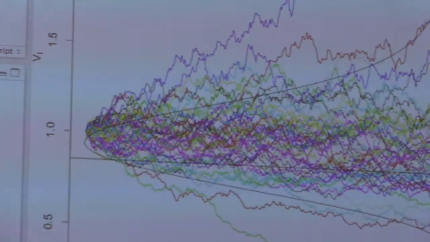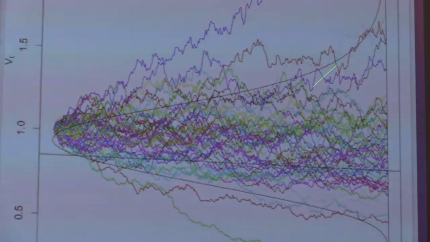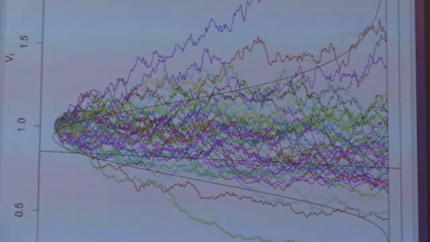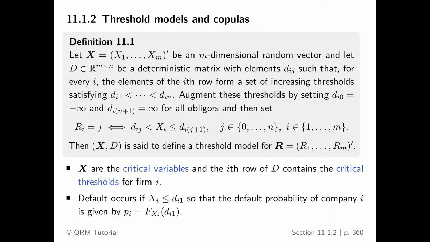The idea in a threshold model is really in the picture that we looked at before. You have to think of a series of thresholds. You have a threshold here for default. You may have other thresholds for different rating levels. So you simply think of a series of thresholds plotted on this line here, and that's going to determine whether a company defaults or not.